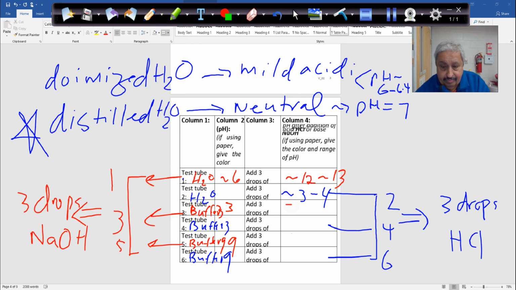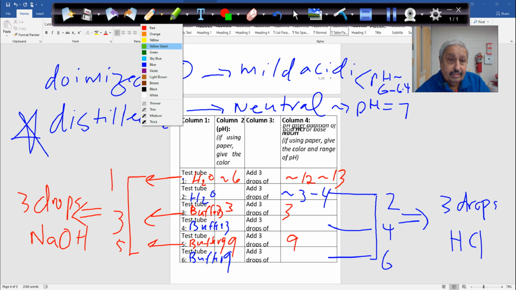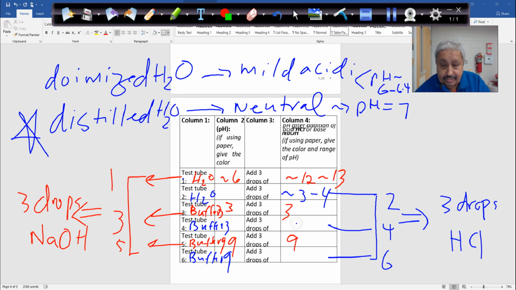Red is 3, correct? And here is 9. And the blue, if you have a very good, decent buffer, this is 3. This is 9. So that's the whole thing. That's the whole lab. Did I do the lab? No, I did not do the lab, but that's what I'm expecting to get.